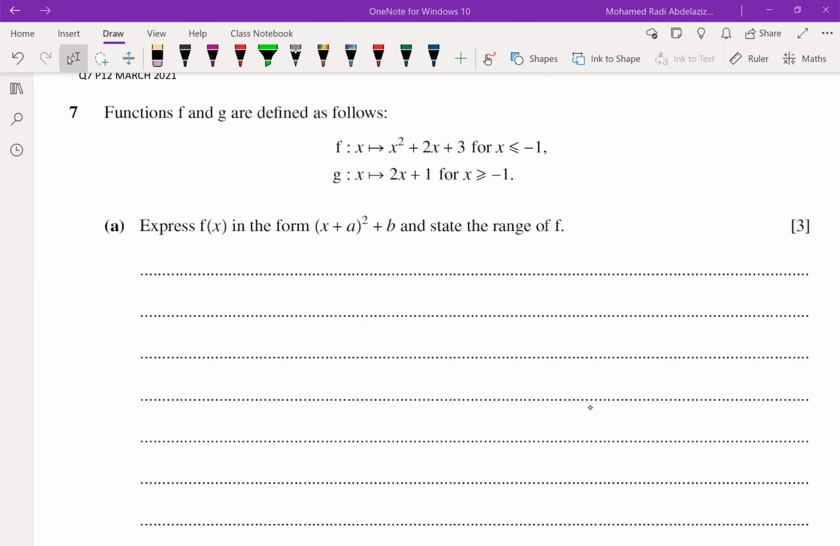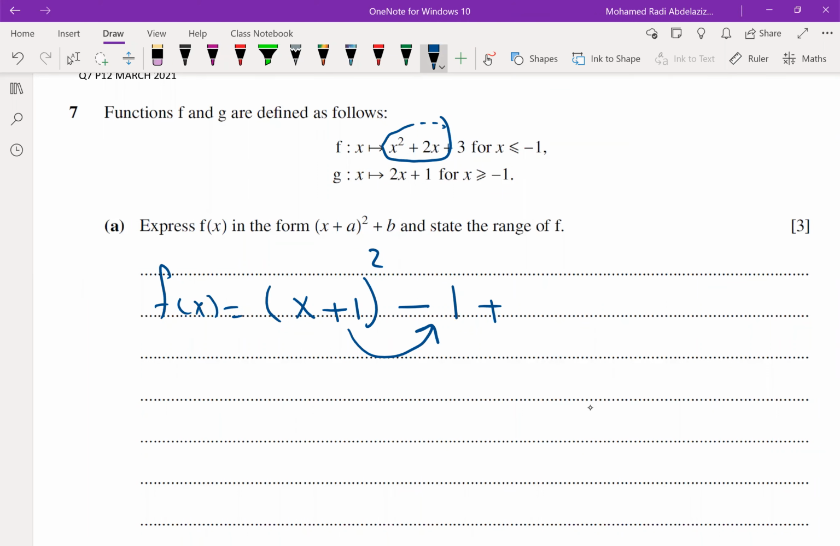First, to write the completing square form for the function f of x, start with this part: write x plus b divided by 2, which will be 1, all squared, minus (b over 2) squared, plus 3. Simplify: f of x is equal to (x + 1)² + 2.